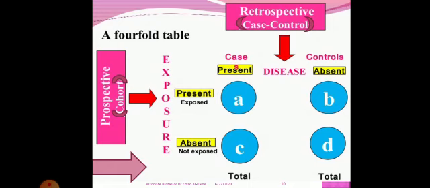While the cohort study is the prospective study. We are going to start with the exposure, with individuals who are exposed but don't have the disease, and we are going to follow them up to see if they will develop the disease or not.